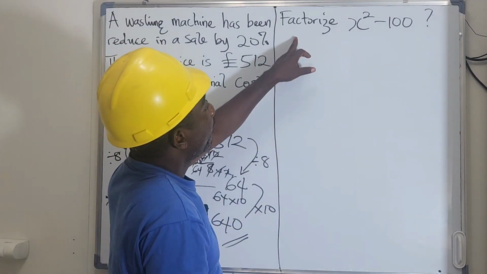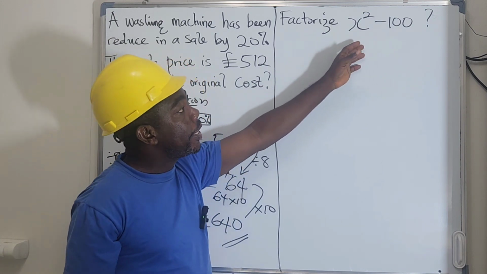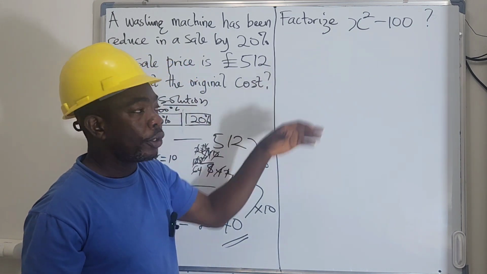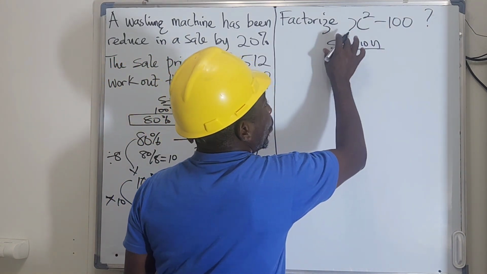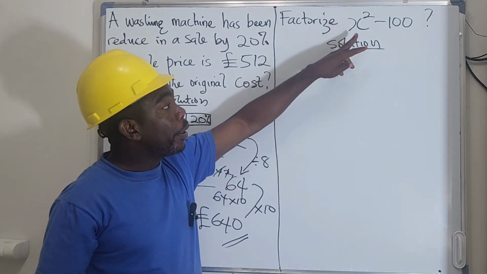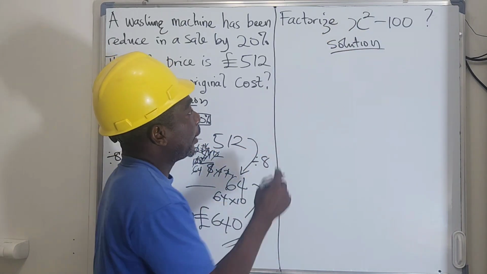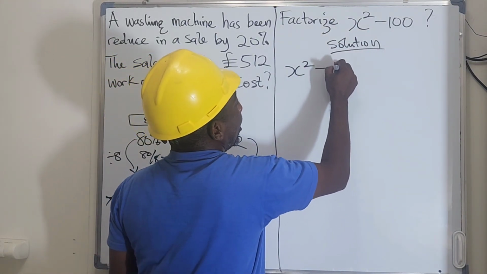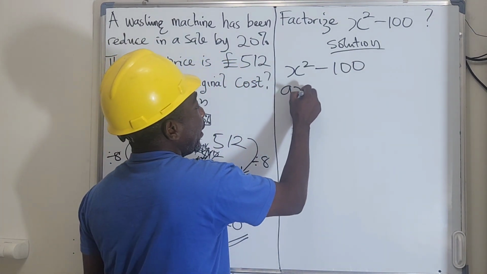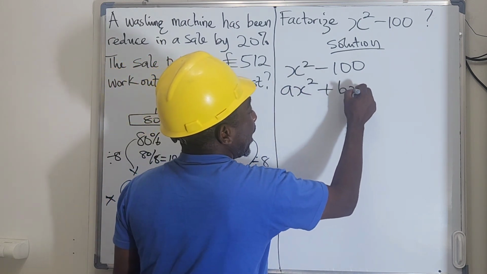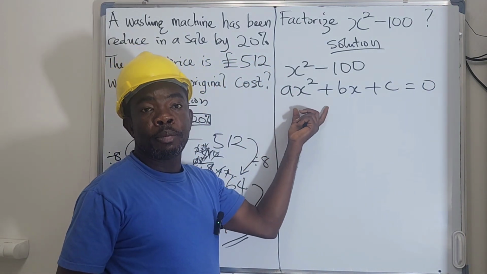The next one says factorize x to the power of 2 minus 100. In this case, this is a quadratic equation. We all know that whenever we see x to the power of 2, it means a quadratic equation. How do we factorize this? A quadratic equation is in the form ax squared plus bx plus c equals 0. Every quadratic equation must be in this form.